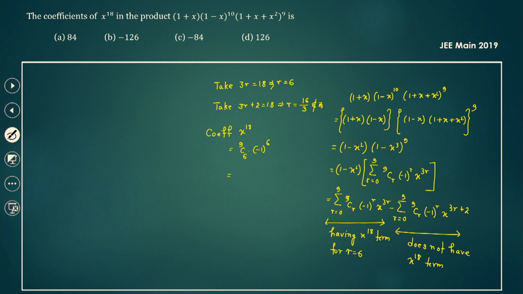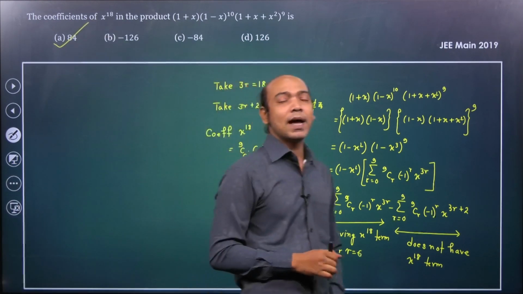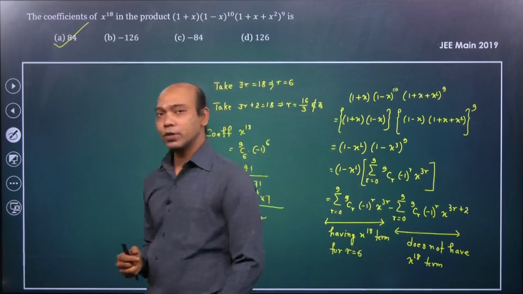Now we need to calculate 9C6. It will be factorial 9 divided by factorial 6 and factorial 3. That gives me 9 multiplied by 8 multiplied by 7 into factorial 6, divided by factorial 6 times 6. Now if I calculate, the final value is 3 times 4, so 12, and 7, 84. So the coefficient of x to the power 18 in this case is actually plus 84. And that's why option B is the correct answer. Hope you understood the problem. Thank you.